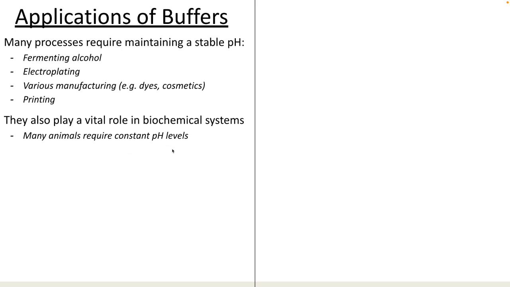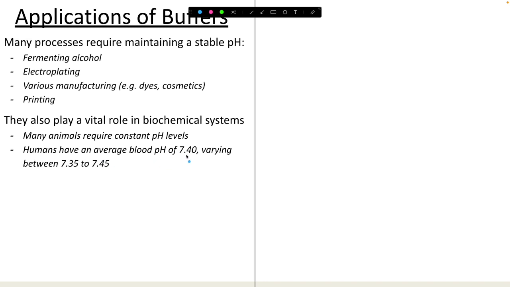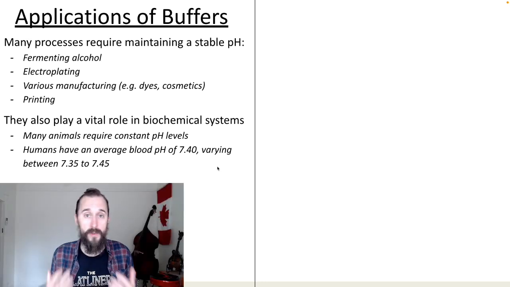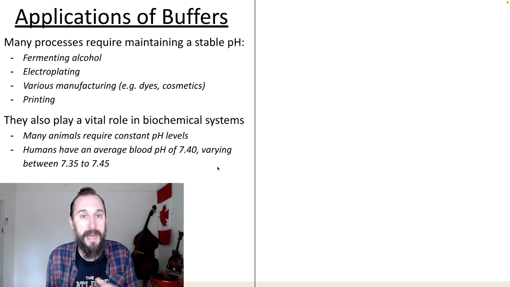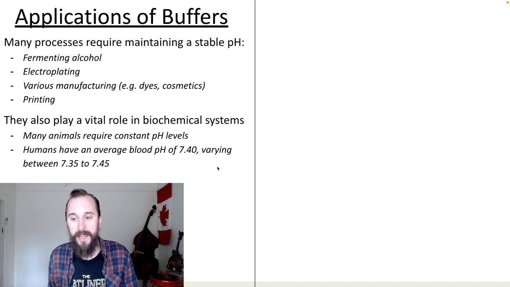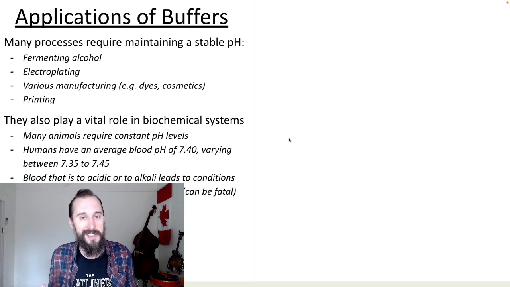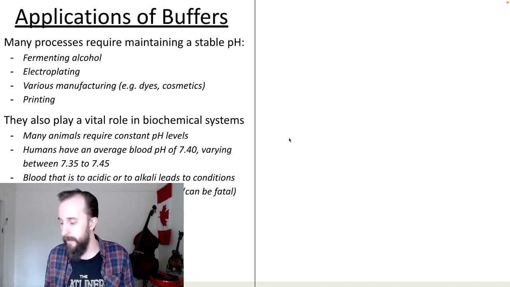Many animals require constant pH levels. Humans in particular require an average blood pH of about 7.4, where it can vary between 7.35 and 7.45. Now, it's very important to keep our blood pH within these regions, because if it goes too far in the acidic or the basic directions, it can be pretty nasty. It can certainly be fatal.